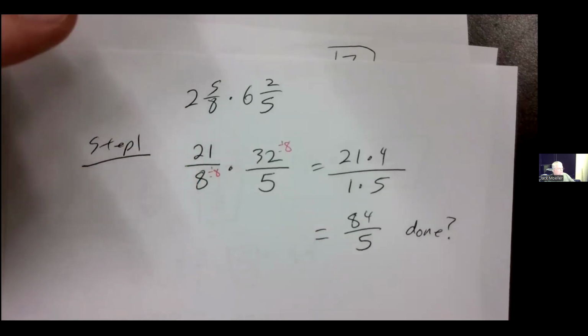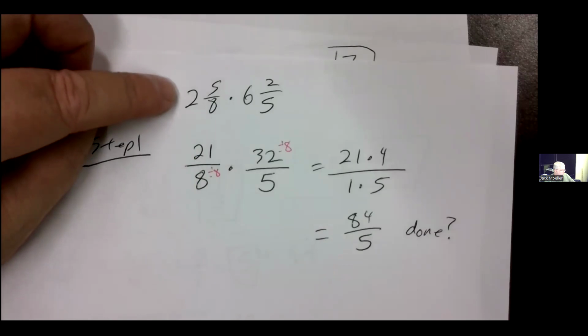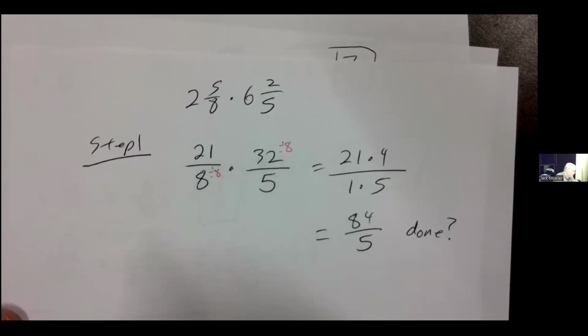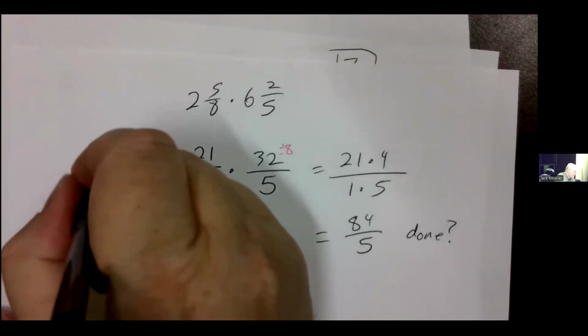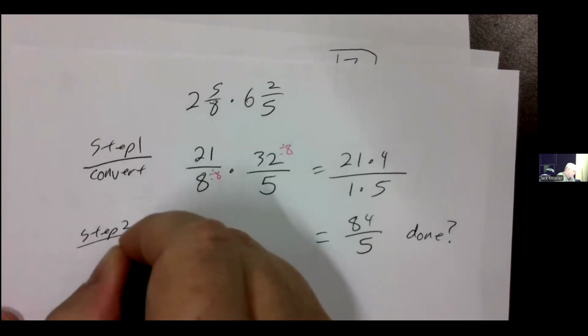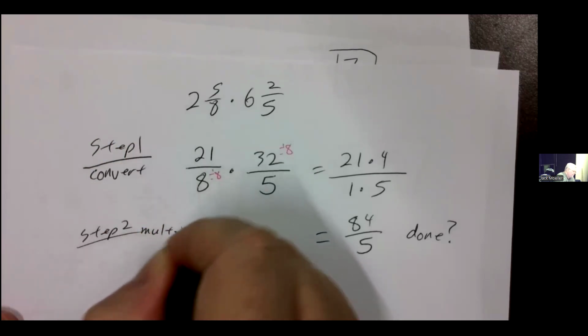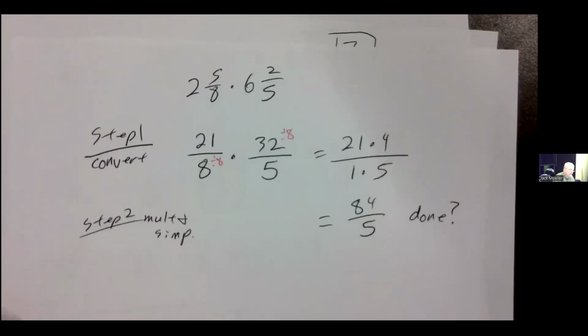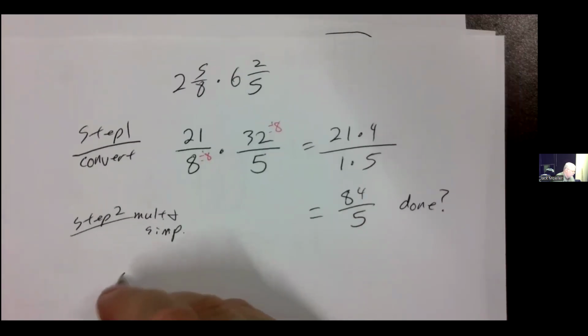In general, from what I've seen, if the problem starts with mixed numbers, they're going to want the answer in mixed numbers. If the problem starts with proper and improper fractions, then they want the answer in proper and improper fractions. All right, so step one, we converted. Step two, we did our multiply and simplify. And now, since the instructions on this most likely mention mixed number, we've got to convert it back.